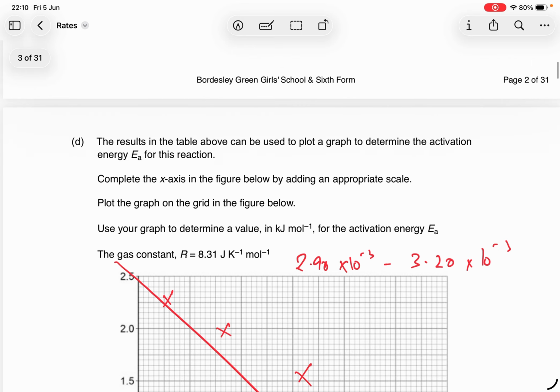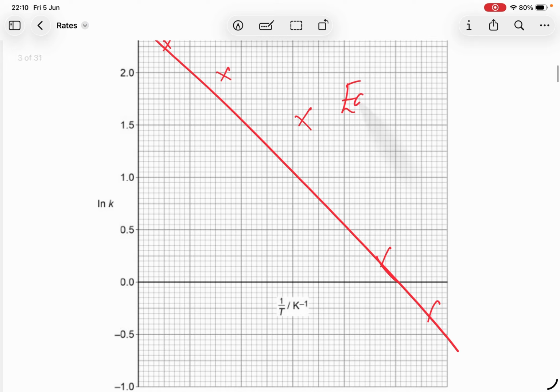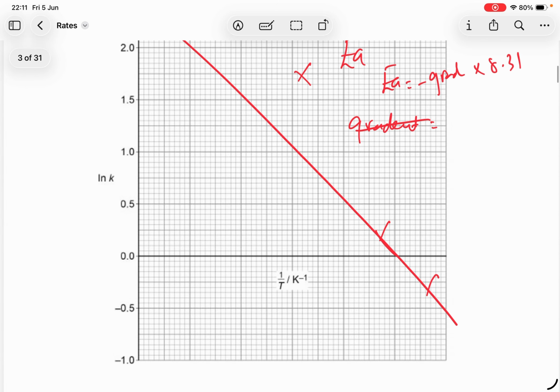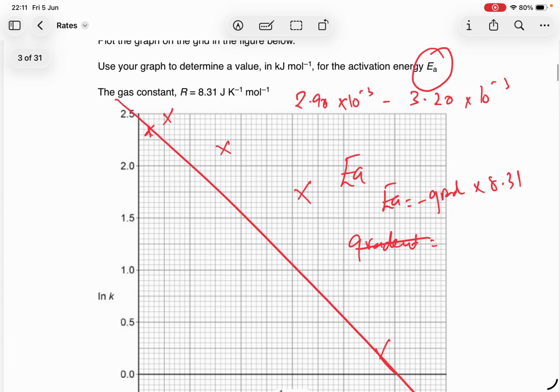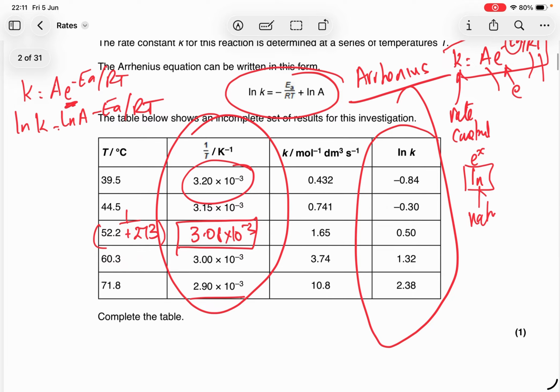Now, because the question is asking you to work out Ea, once you plot the graph, Ea is basically the gradient of the line is minus, sorry, Ea is minus gradient times 8.31. Now, how do you work out the gradient? The gradient should be worked out using two extreme points. Draw a dotted line, a triangle, to show how to work out the gradient.